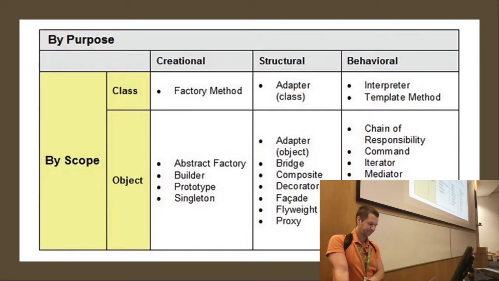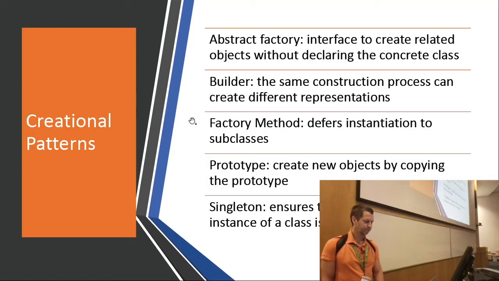Here's another organization of patterns, right? We mentioned the 3 categories: creational, structural, and behavioral, the same 3 categories. And then the other axis is the class versus object dimension. So you can see there are already a lot here. This is not all of them.